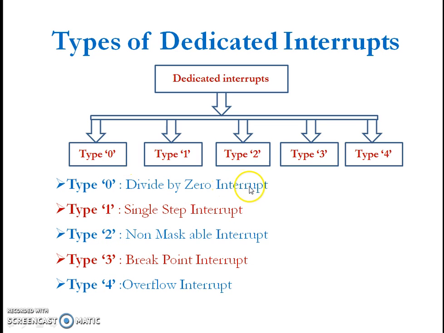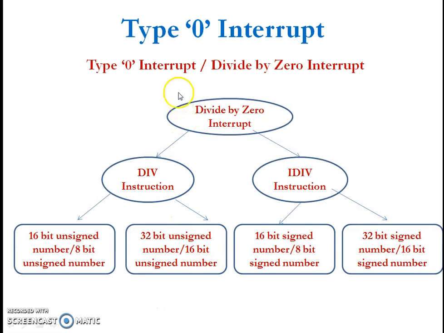Type 0 is divide by 0 interrupt. Type 1 is single step interrupt. Type 2 is non-maskable interrupt. Type 3 is breakpoint interrupt. And type 4 is overflow interrupt. Now I would like to explain the type 0 interrupt in detail.